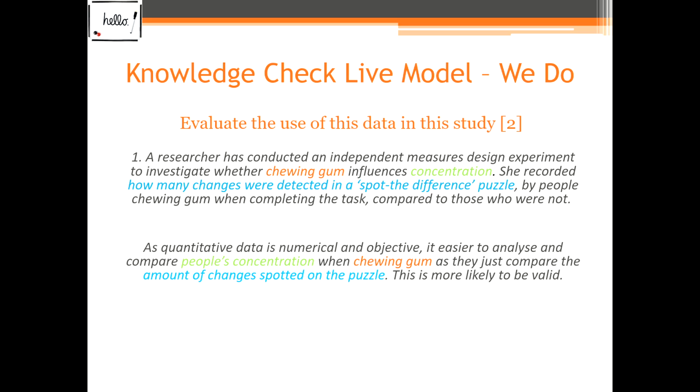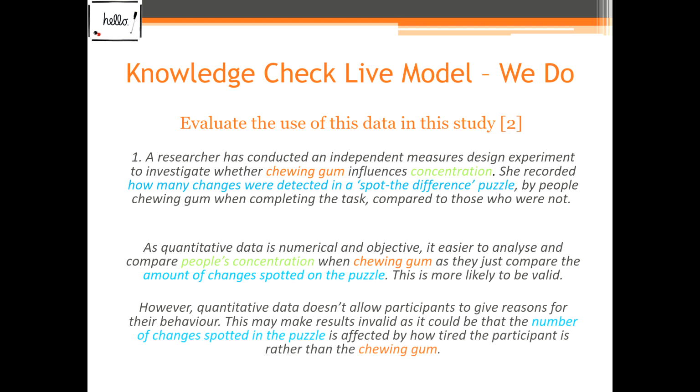And I'm going to give an example in this study. So the thing that you'd be comparing would be the people's concentration when they're chewing gum compared to when they're not chewing gum, and the amount of changes that they've spotted on that puzzle. And then I finished it off with, and therefore it's more likely to be valid. Whereas a weakness is that it doesn't allow you to go into the reasons for that behaviour, so it might make the results invalid. So for example, I've put here the number of changes spotted in the puzzle is affected by how tired the participant is rather than chewing gum. That's a potential extraneous variable that I wouldn't spot with quantitative data.